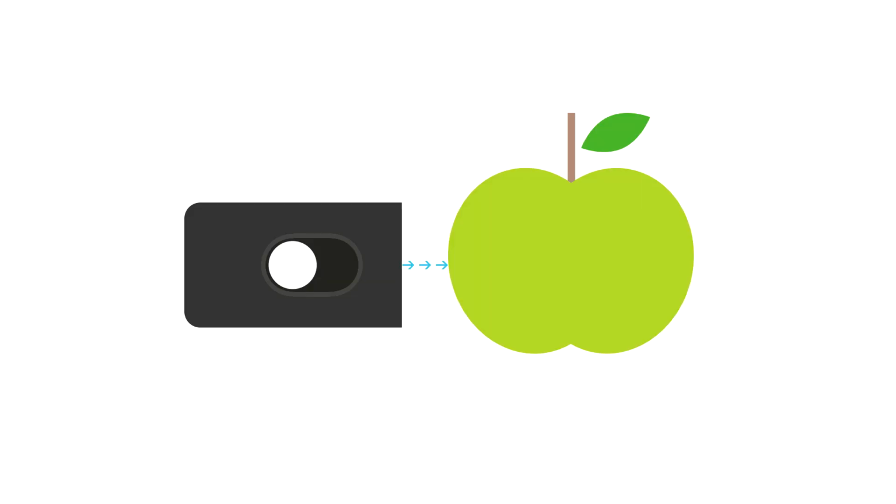So the essence of how SCiO works is that it shines a light on a sample. The light is reflected off of that sample. It's captured by the molecular sensor, which then extracts the molecular fingerprint of that sample.